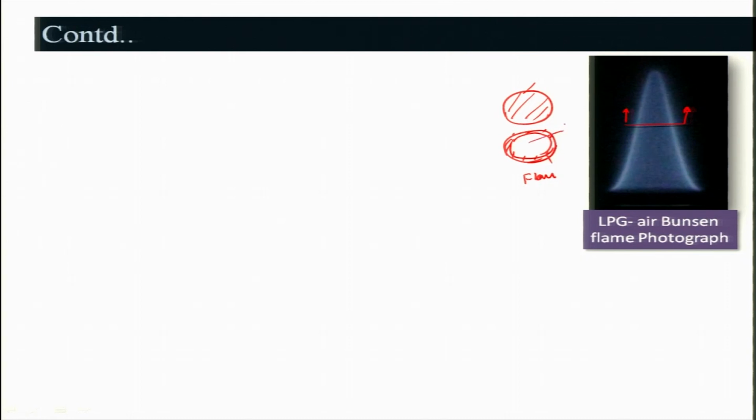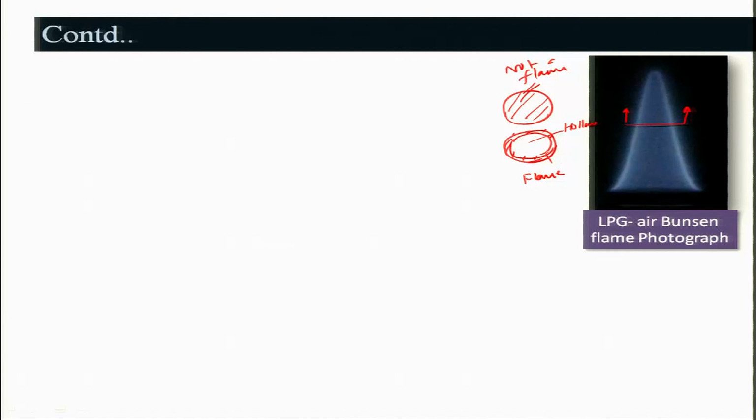The other portion is hollow, there won't be anything. That means in the thin region this is not a flame. I am talking about this cross section. Therefore, a flame occurs in a very thin region in which the rapid exothermic reaction takes place, and that is what we call a flame.